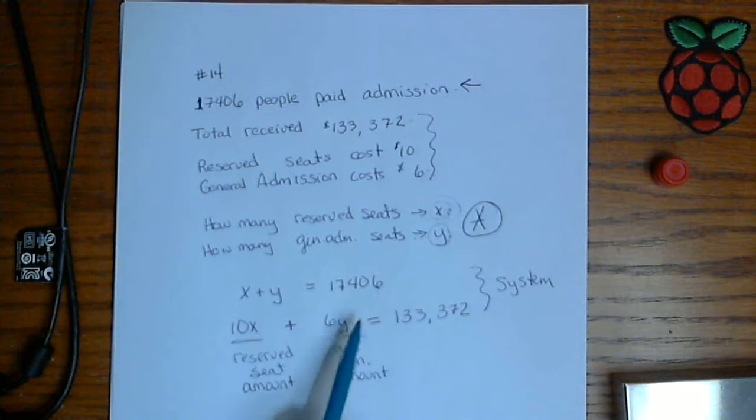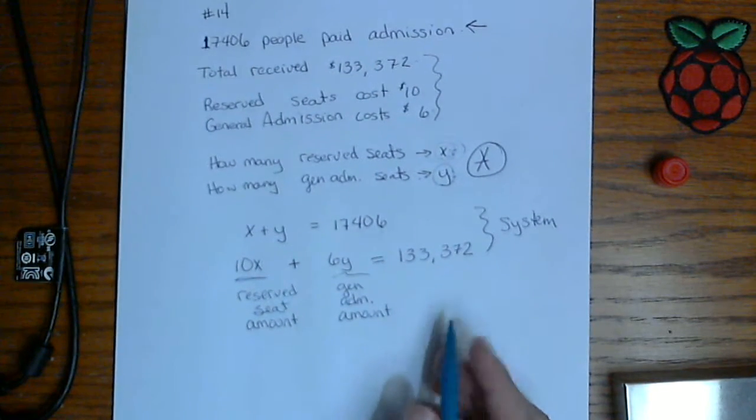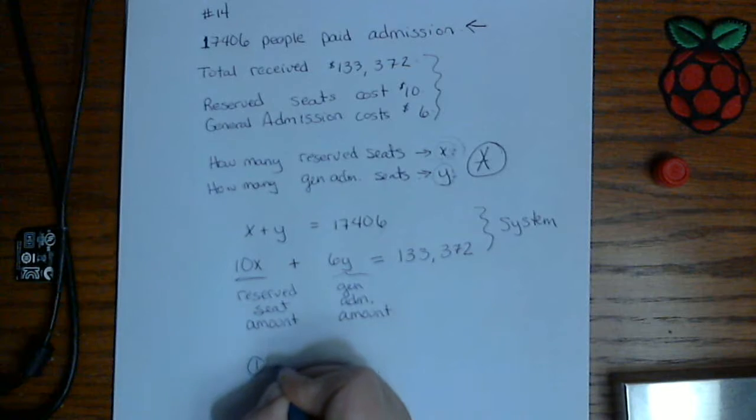So now we have enough information so that we can figure out what X and Y are. Now remember, there are 3 ways that you can solve a system of equations from what we've learned so far. There's actually more, but right now we're just going to talk about our 3 ways of solving systems of equations. The first one is graphing.